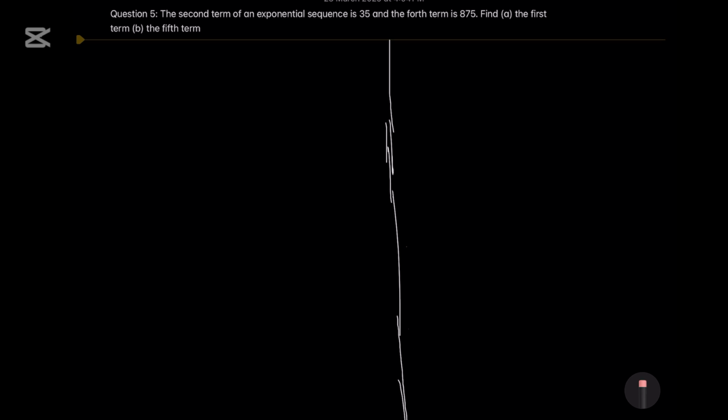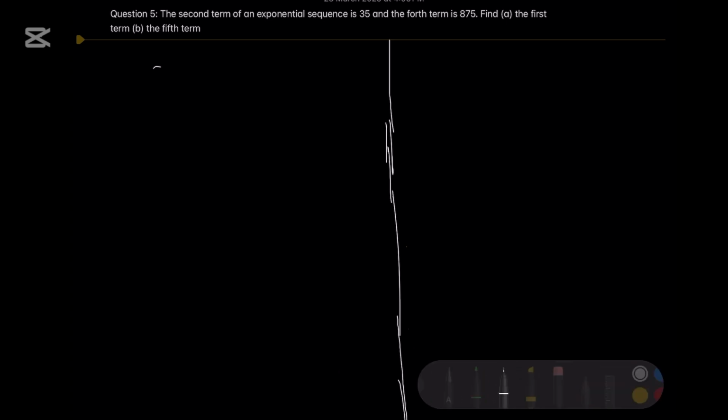Now, question 5 says the second term of an exponential sequence is 35 and the fourth term is 875. Find a, the first term, and b, the fifth term. Now, in this case, you said an exponential sequence. I told us an exponential sequence is also the same thing as a geometrical sequence. So now we are dealing with the GP.